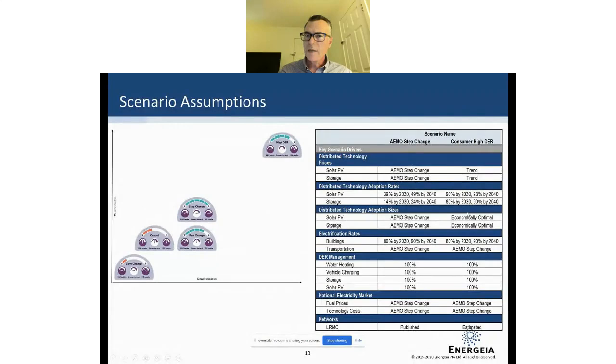In terms of the adoption rates, these are given here for the step change scenario, and you can see that the adoption rates in the consumer high DER scenario are significantly higher, up to 90% by 2040, and 90% for solar PV by 2030. So this is a very aggressive distributed energy resource scenario.